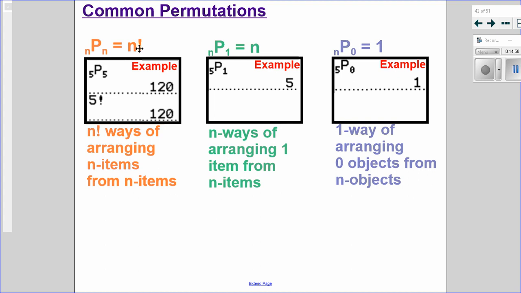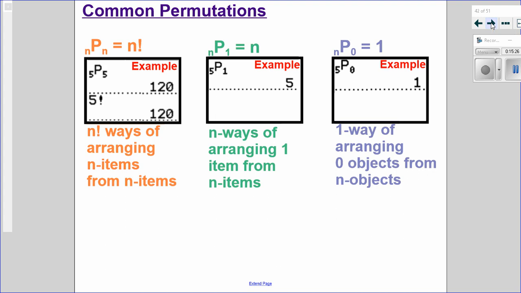So for example, if you have nPn, you have n objects and you're arranging all n of them, well, that's just what we just talked about. That's a factorial, n factorial. So for example, 5P5 is the same as 5 factorial. Now, nP1, if you have n objects and you're taking one of them at a time, there are always going to be n ways of that happening. So 5P1, for example, is just 5. So you don't need to plug that into your calculator if the second digit is a 1. nP0, that's the number of ways of taking 0 objects or arranging 0 objects from n. That will always be 1. For example, 5P0 will be 1.